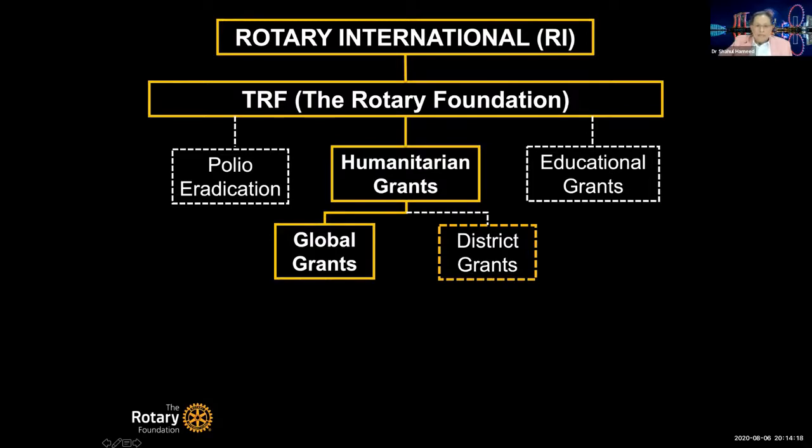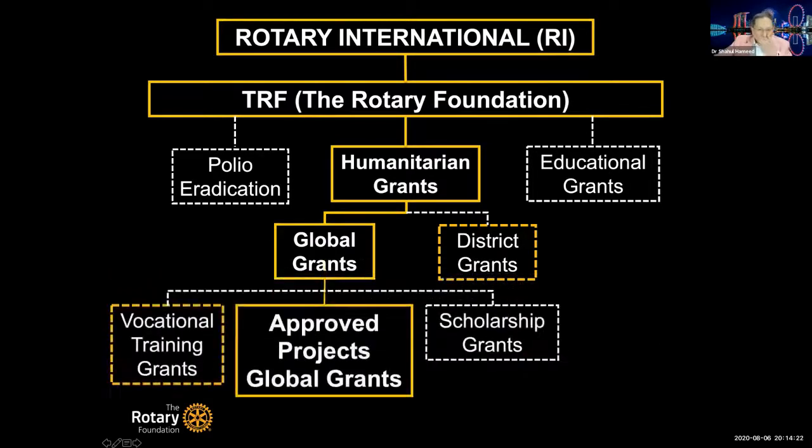I would say more than 90% of our DDF is used for global grants. And global grants itself, we can easily divide it into three broad types of grants. The one that we are most familiar with are the approved humanitarian global grant projects. There are some projects that are available as VTT, Vocational Training Team grants.